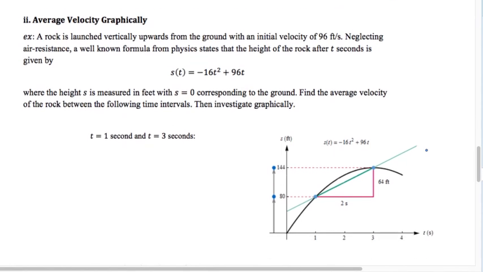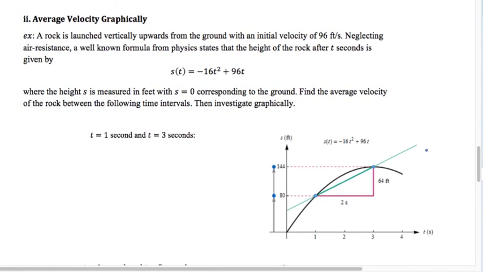Okay, for example, if you have a rock, let's say, that is launched vertically upwards from the ground with an initial velocity of 96 feet per second, so neglecting air resistance, right? From physics we know then, now we're in feet, that the height of the rock t seconds after it's launched is given by s of t equals negative 16t squared plus 96t, where the height s is measured in feet with s equals 0 corresponding to the ground.